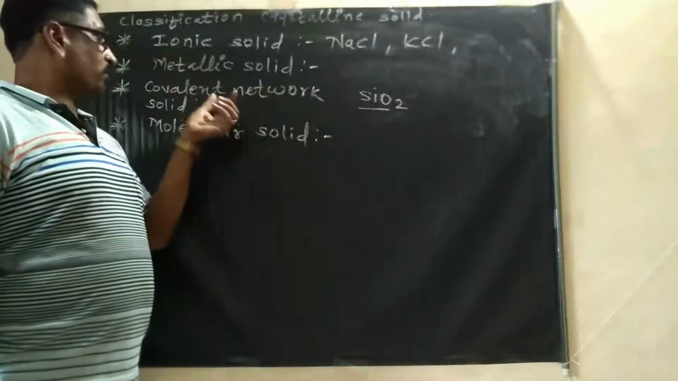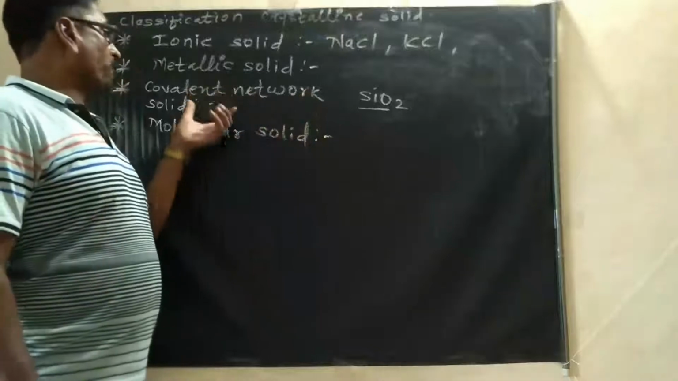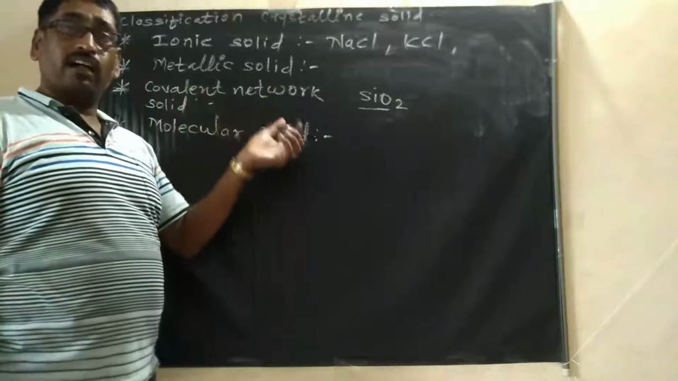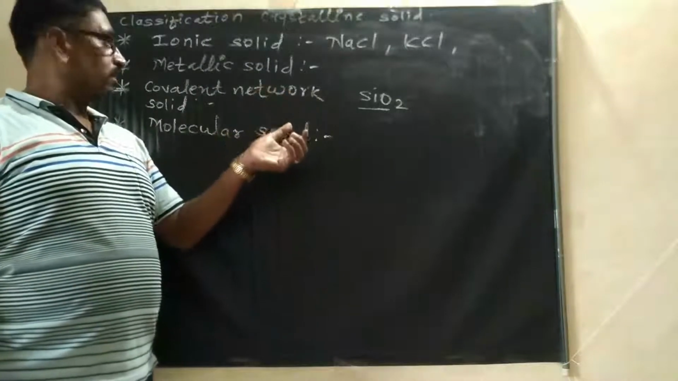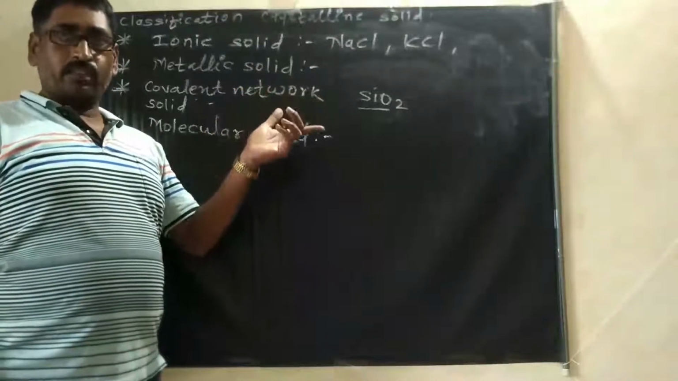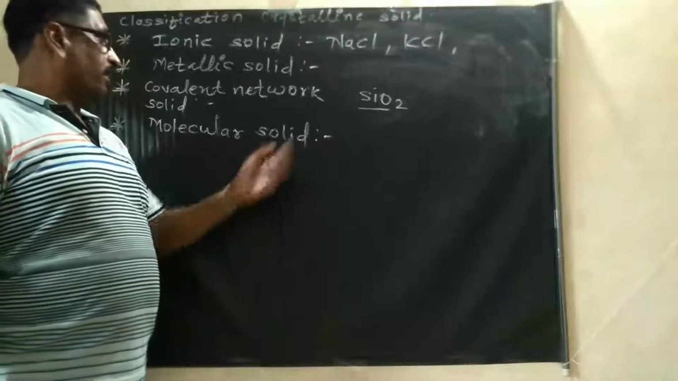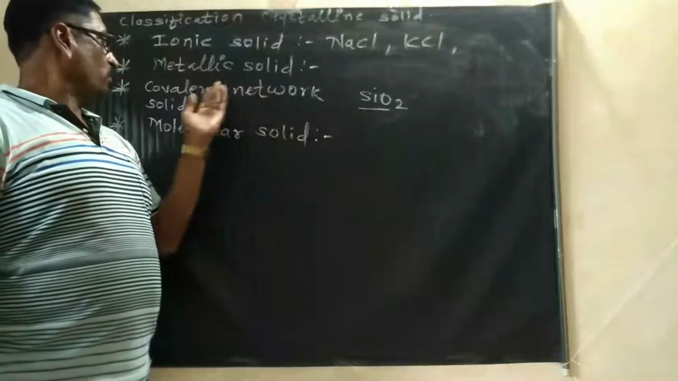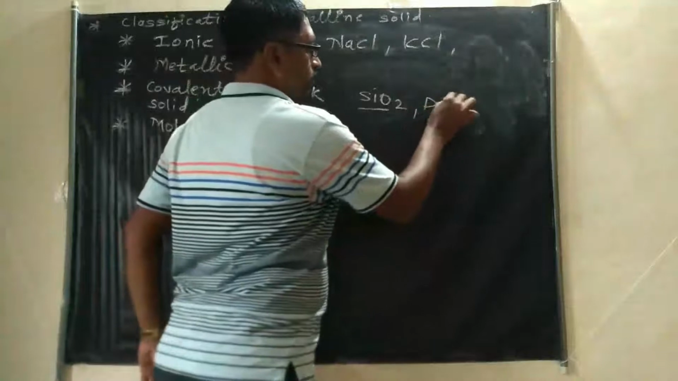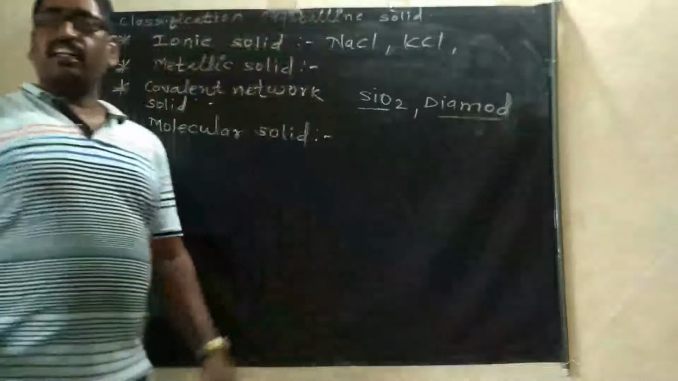In a covalent network solid, atoms are linked with each other by covalent bonds, and that is called a covalent network solid. They are hard, rigid, and brittle. But the property is that they do not conduct electricity. They are poor conductors of electricity. For example, SiO2 is a covalent network solid. Then diamond. We can say that diamond is the hardest substance on the earth.